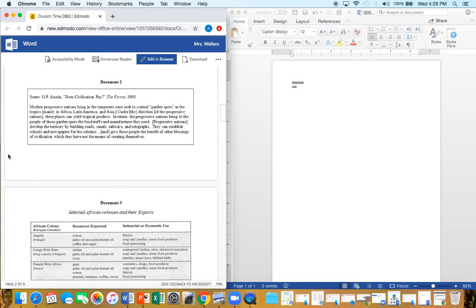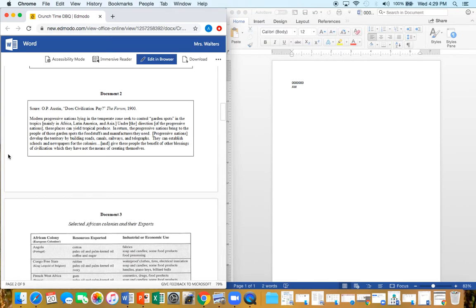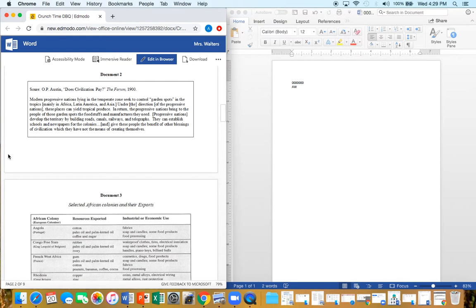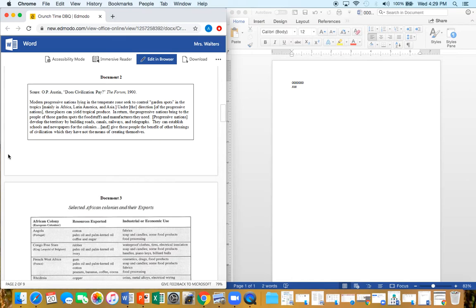Okay, so that's what I'm doing for planning. I don't want to really write my thesis on the planning sheet, but maybe you could. Outside evidence document. See, it doesn't even really give specific evidence there.